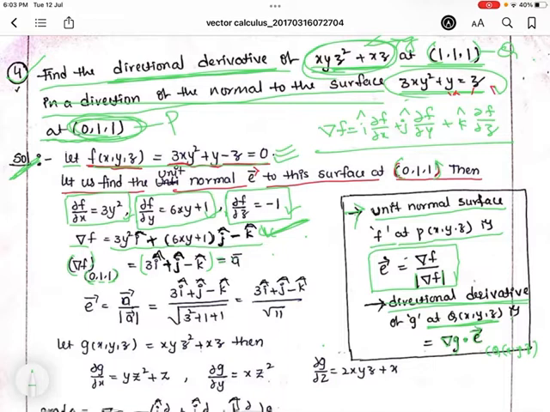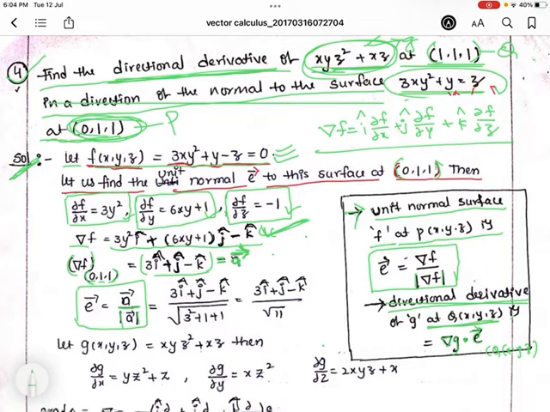This I consider as vector A. For what purpose? We have to find the unit vector, the unit normal to the surface. We already know the formula: the unit vector e is equal to vector A by the modulus of vector A. So unit vector e is equal to vector A by modulus of vector A.